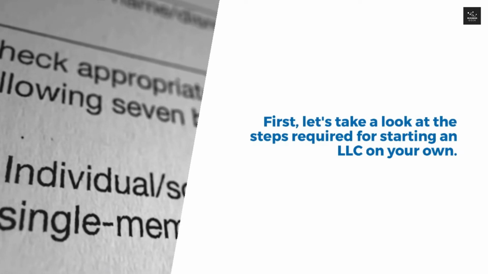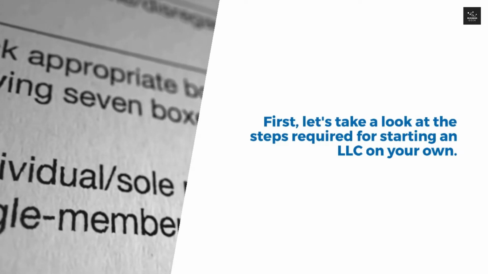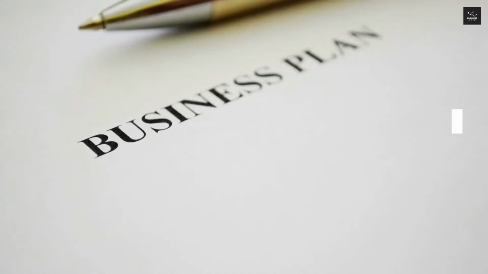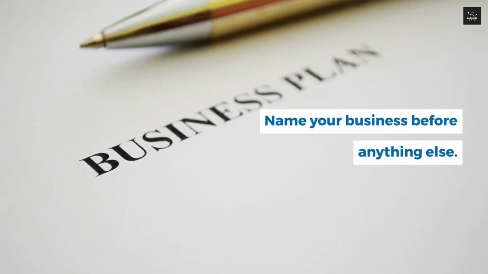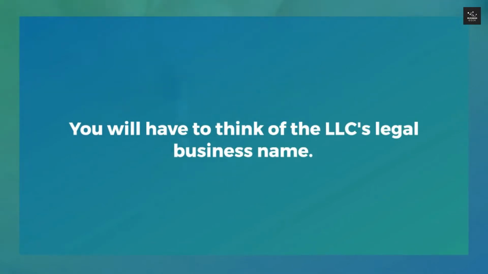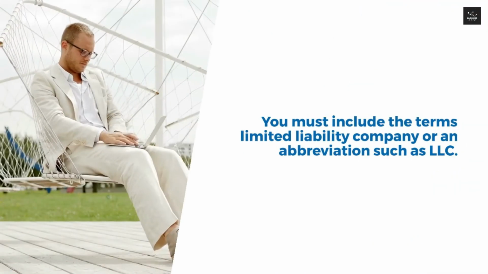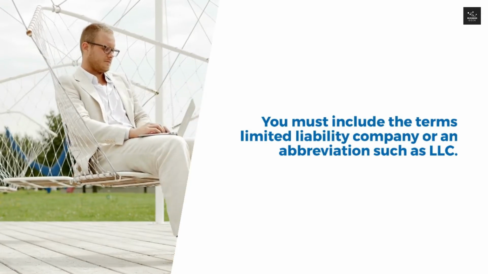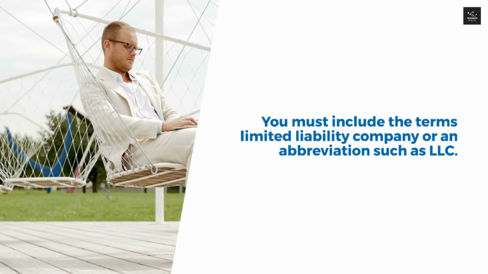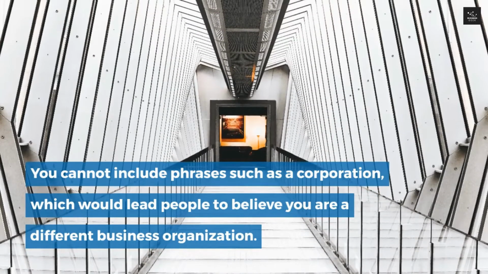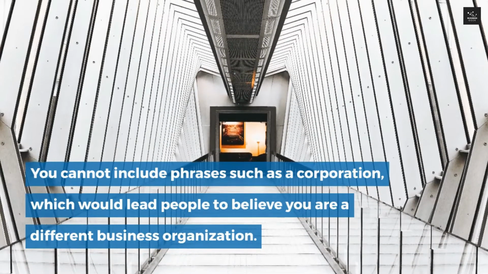First, let's take a look at the steps required for starting an LLC on your own. Step 1. Name your business before anything else. You will have to think of the LLC's legal business name. Each LLC in Colorado must have a distinct LLC name that is not currently in use. You must include the terms limited liability company or an abbreviation such as LLC. You cannot include phrases such as a corporation, which would lead people to believe you are a different business organization.